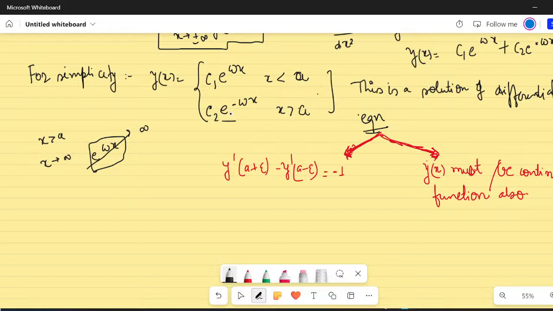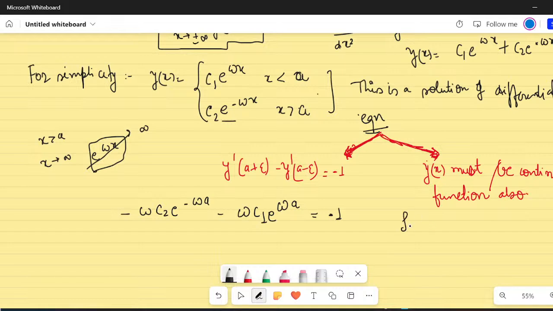what is a plus epsilon? In a plus epsilon, this is the definition, so I'll get minus omega c2 e to power minus omega a, minus, at a minus epsilon, this is omega c1 e to power omega a. This is one thing. Okay, and it should be continuous.